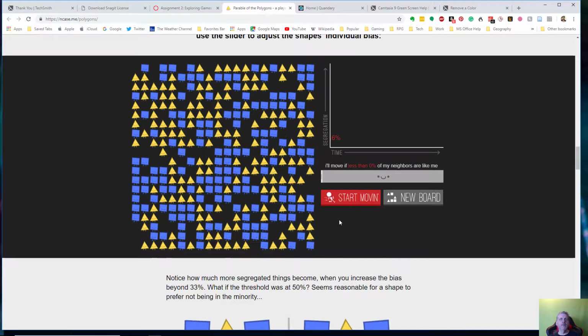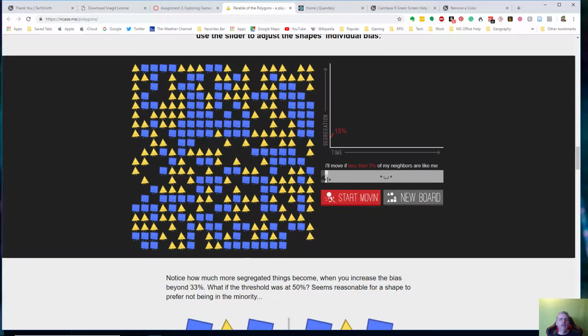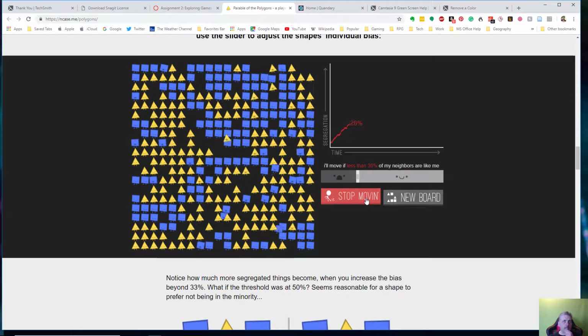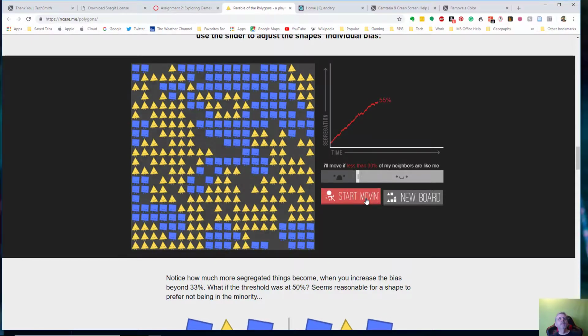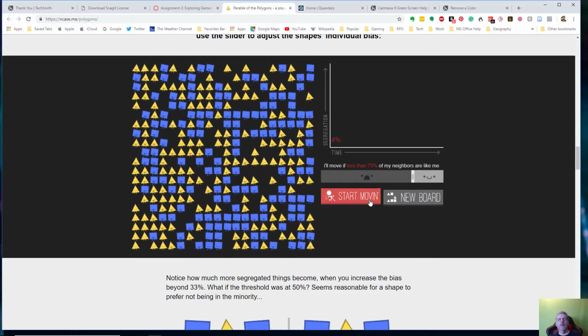Nobody moves. And we're at 6% segregation. 5%. How about 10%? How about 30%? Yeah, it didn't take long to get to 55. Why don't we go up to 75? New board and go.